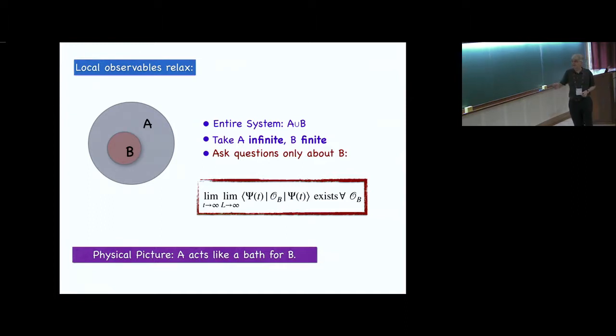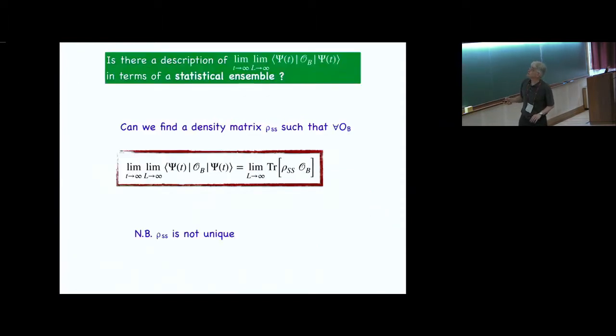Okay. Now there's a very nice physical picture that goes with this. And so yesterday you referred to this as subsystem relaxation, and that's indeed what it is. The physical picture is that A, the complement of my subsystem, acts like a bath to my subsystem. So basically, information can leave B, go into A, and never come back. So bath in that sense. Okay, so systems relax at late times after quantum quenches.